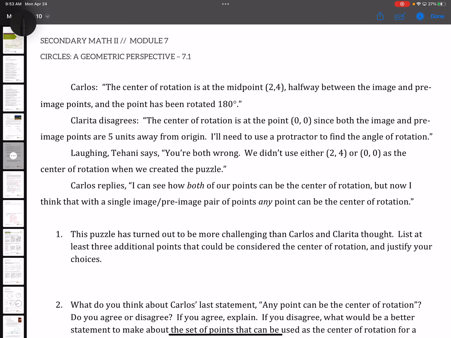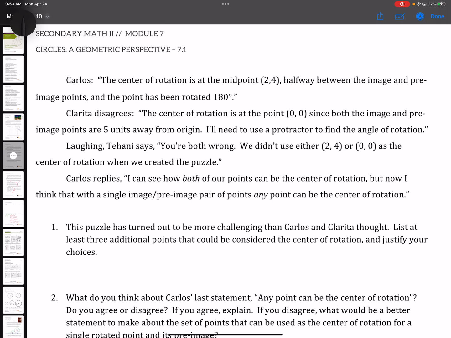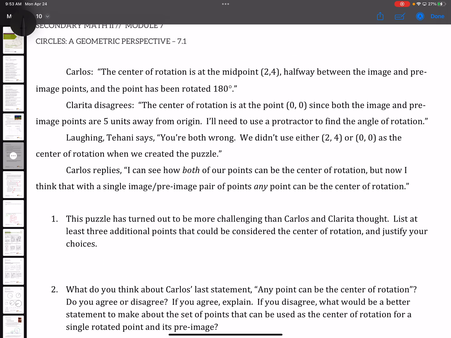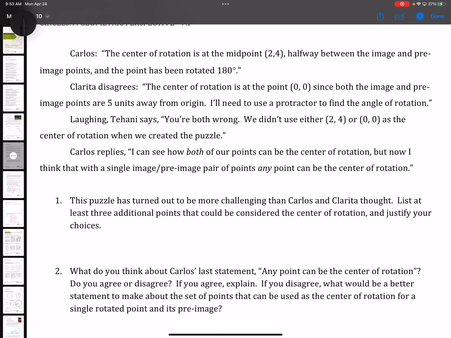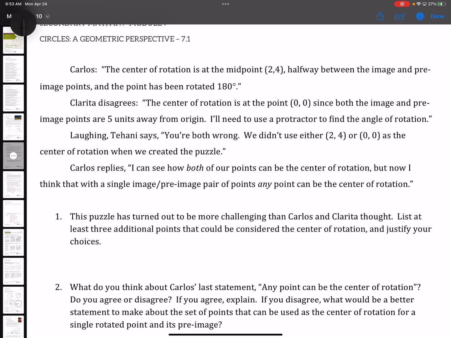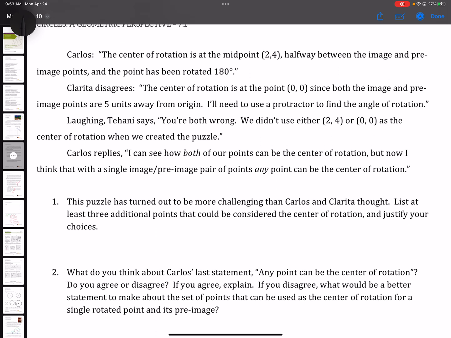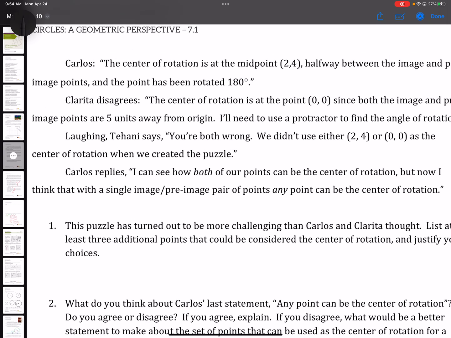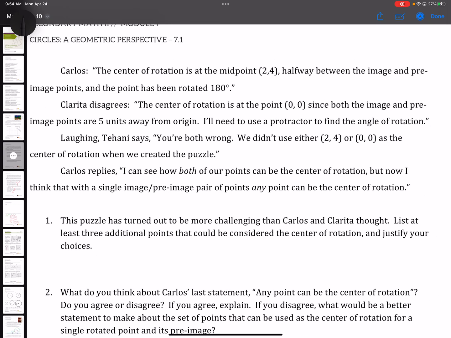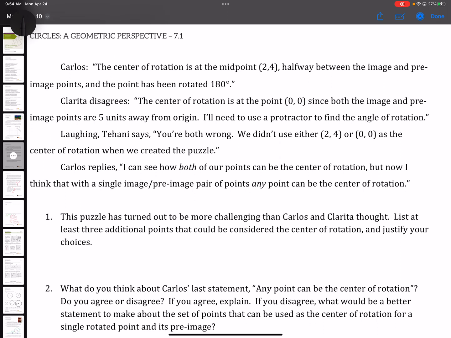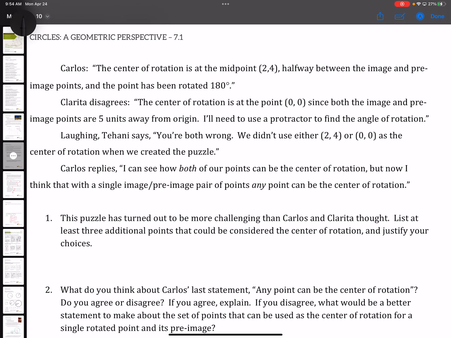Jacob, I want you to be Carlos. Hadassah, I want you to be Clarita. Mia, I want you to be Tahani. Okay, Carlos. The center of rotation is at the midpoint 2-4, halfway between the image and pre-image points, and the point has been rotated 180 degrees. Very good.